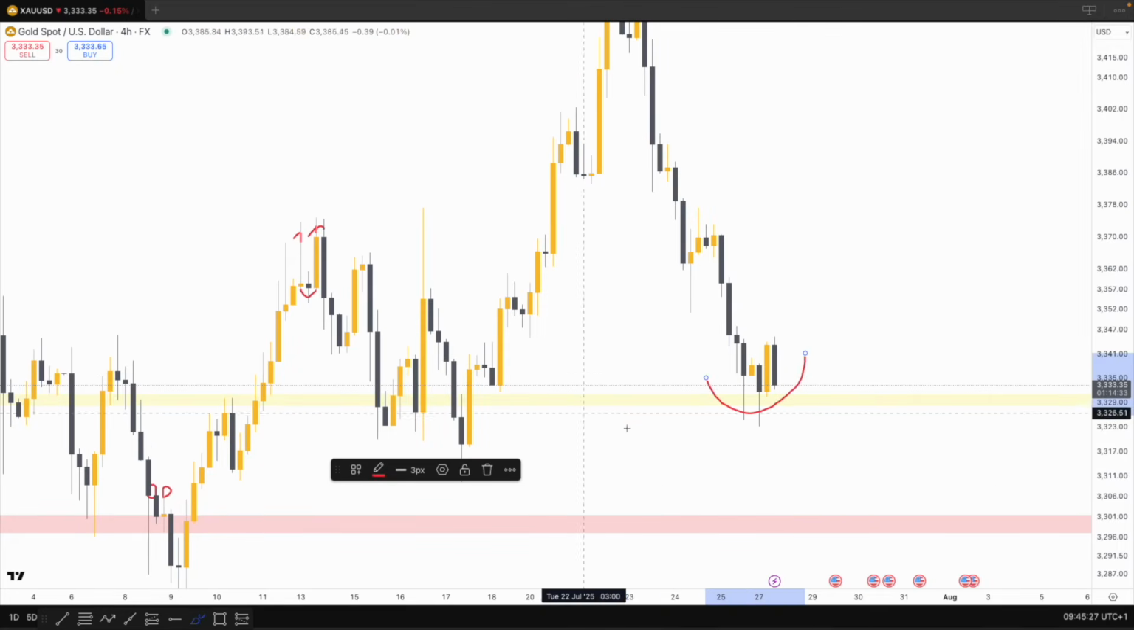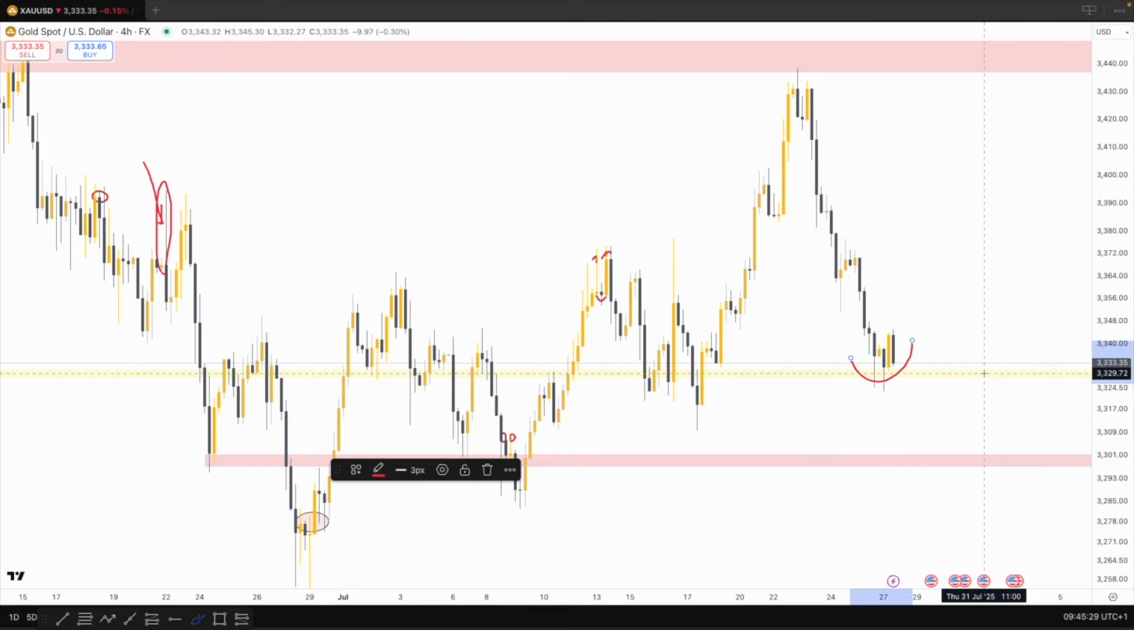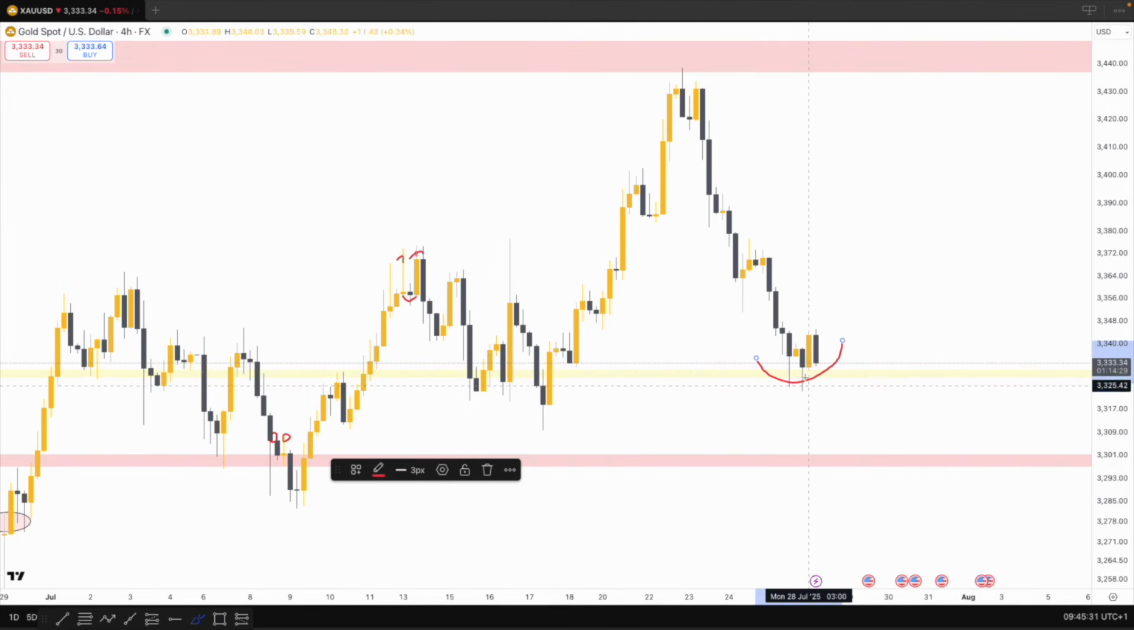We are seeing some level of support found at this level of 3,330, with price coming down to test this level a few times and then buyers eventually taking control and pushing the price back up, creating big exhaustion wicks, indicating to us, like I just said, that the sellers are fizzling out and the buyers are now stepping into the market and creating their orders.